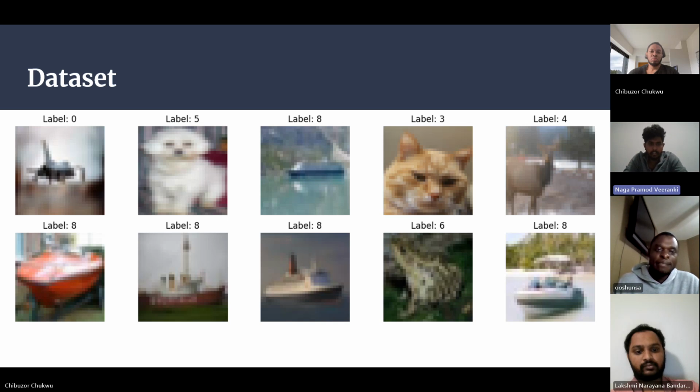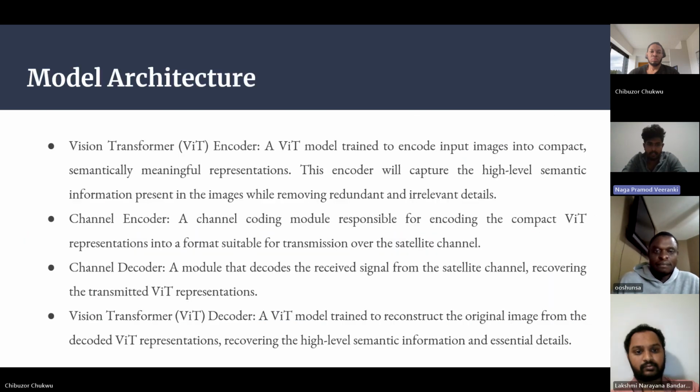I'm talking about the model architecture, and this is divided into four parts. One is the vision transformer encoder, the second is the channel encoder, then the channel decoder, and the vision transformer decoder. The vision transformer helps in encoding the images we input into a semantically meaningful representation with high-level semantic information.